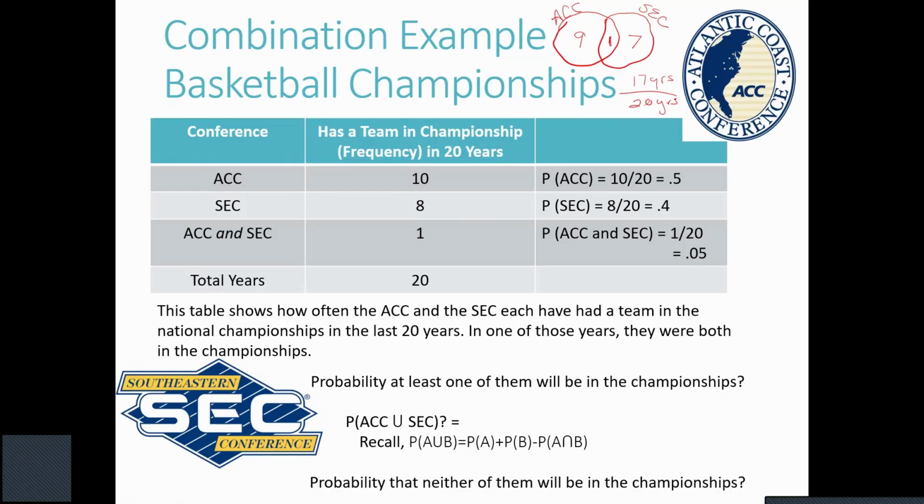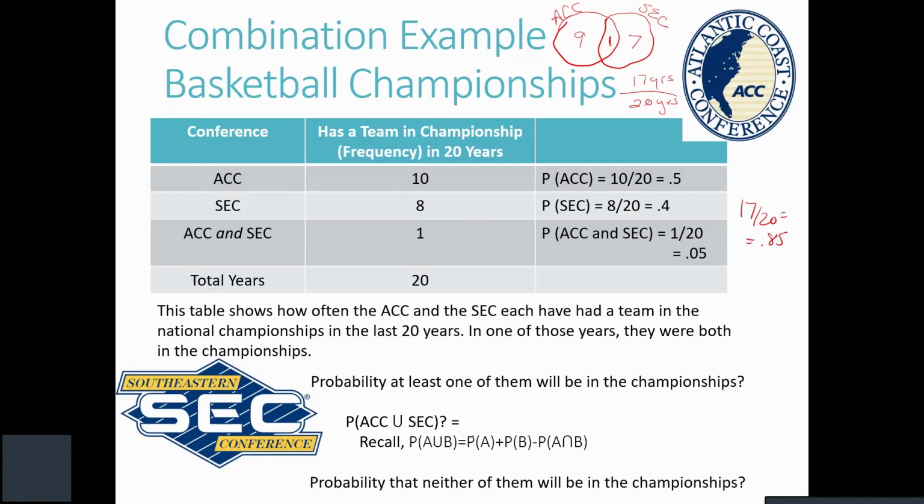So we could say the probability that at least one of them would be in the championships was actually 17 out of 20, which is 0.85. But let's do it with our formula.